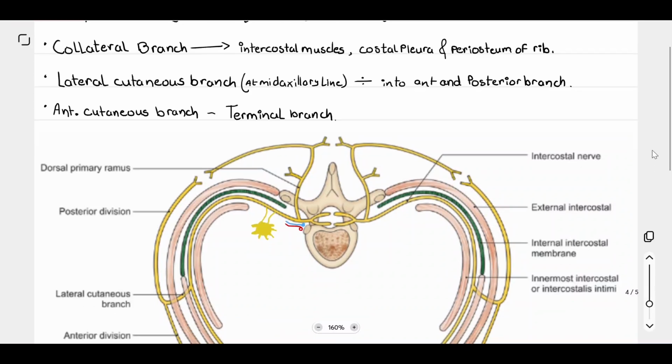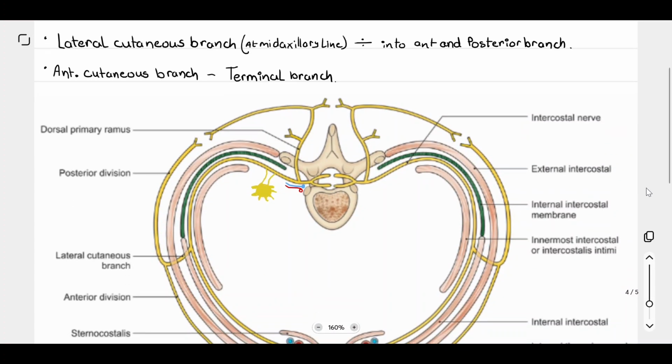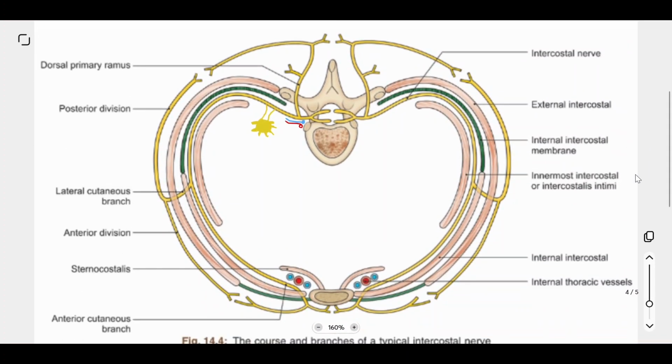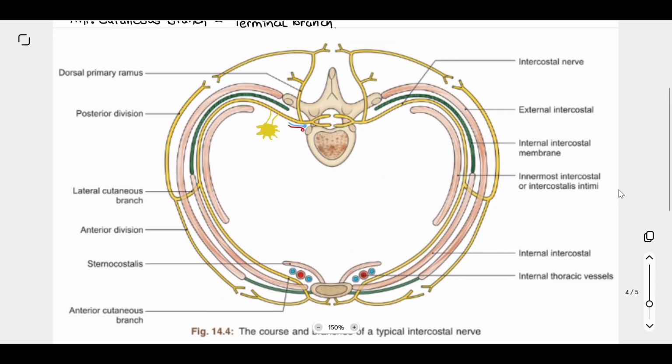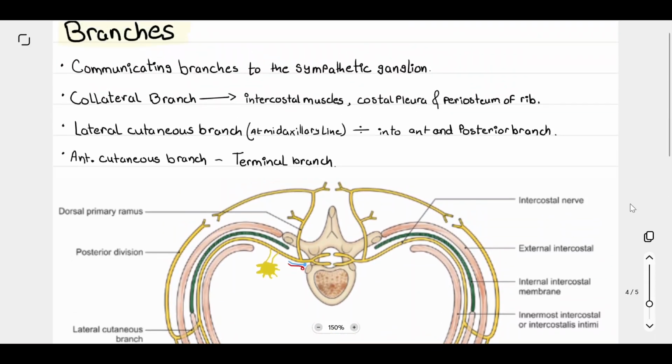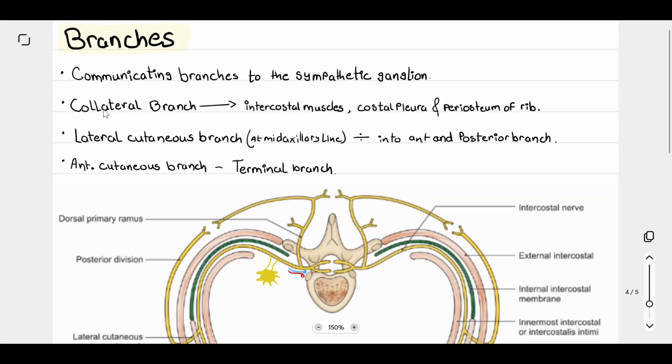As I have already told you, this is the schematic diagram of a typical intercostal nerve. So you will draw this diagram in your university exam and will surely get a higher score. So our first branch is the communicating branch to the sympathetic ganglion. This is our sympathetic ganglion and the communicating branches. Secondly, I have the collateral branch.